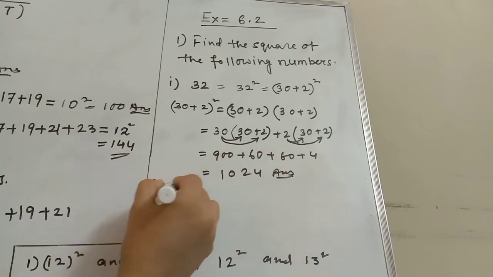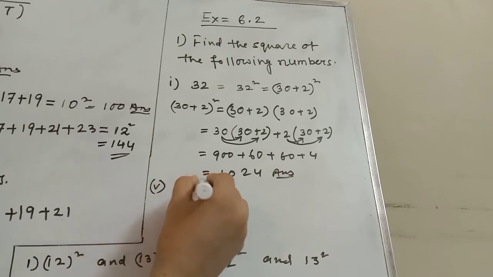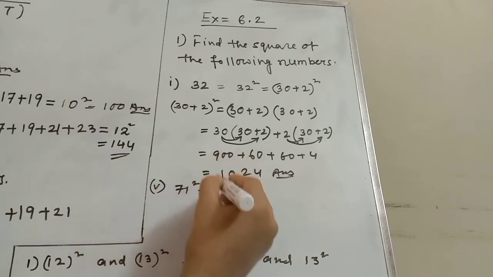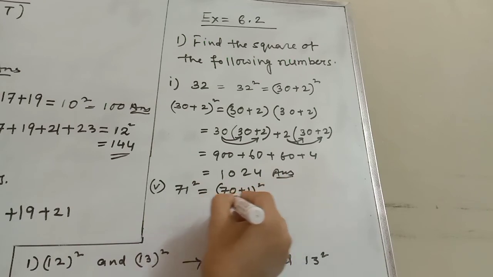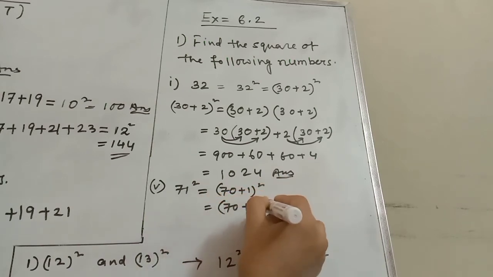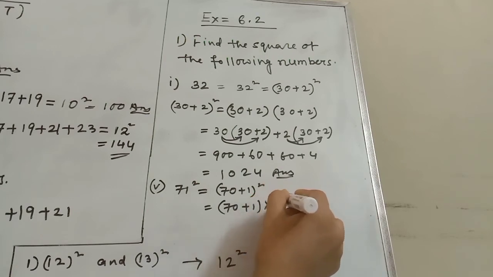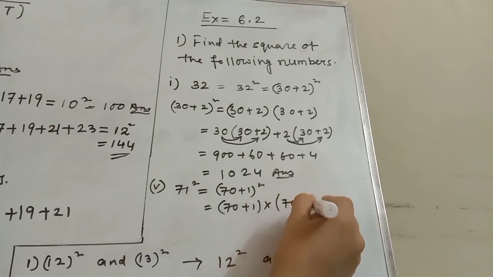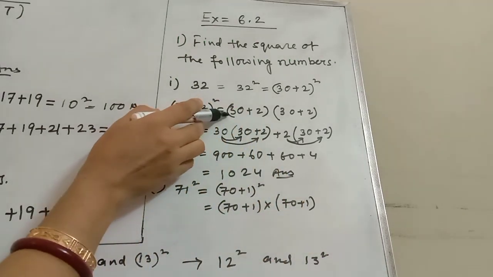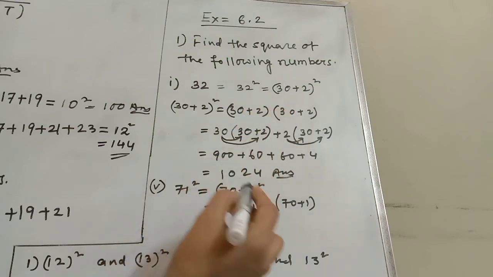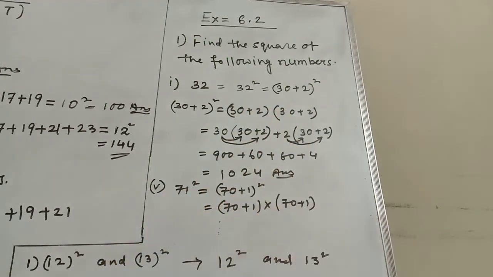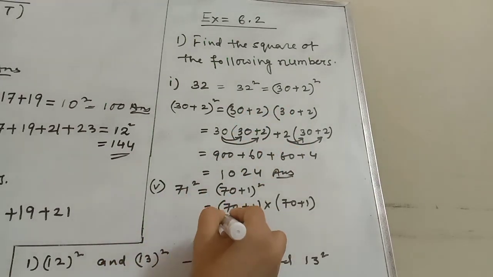In this way you can do question number 5 the same way. It is 71 square. I will not complete it. You will do it. I am giving this sum for you. 70 plus 1 whole square. That means (70 plus 1) into (70 plus 1). The same way I have multiplied, you will open this one and keep this one in this way. Afterwards you will complete the work and show me. Understood? Complete the work and show me.